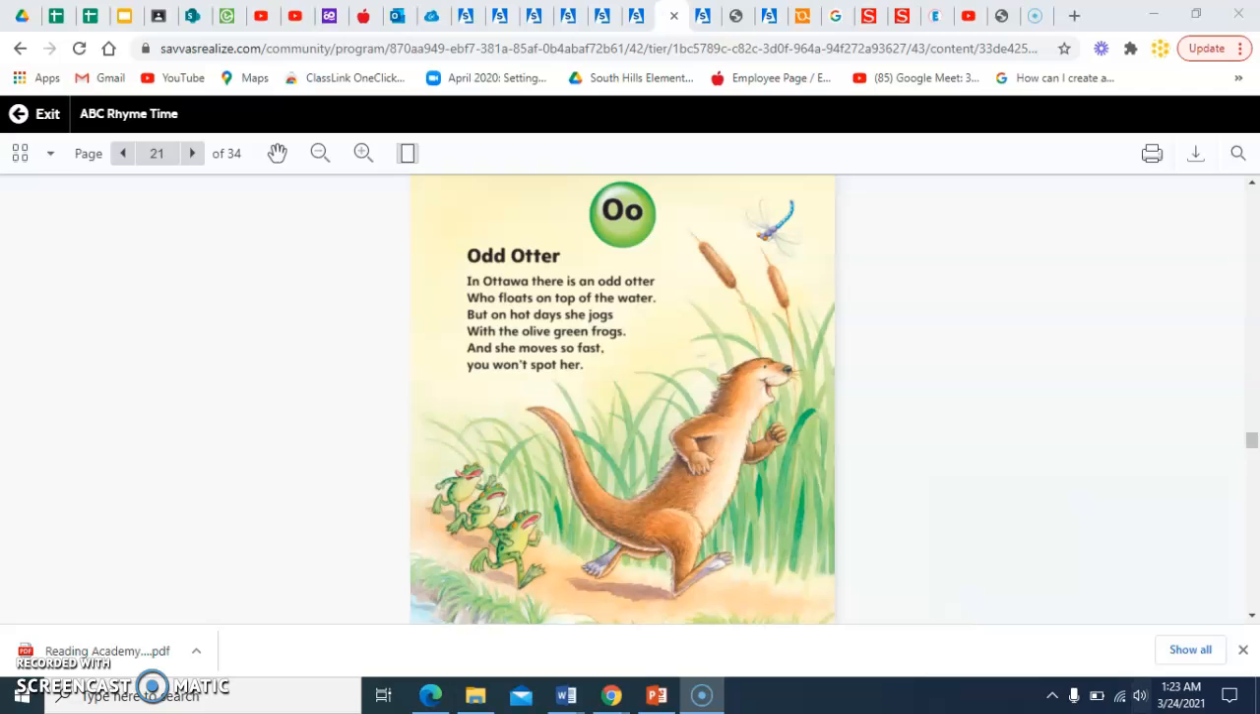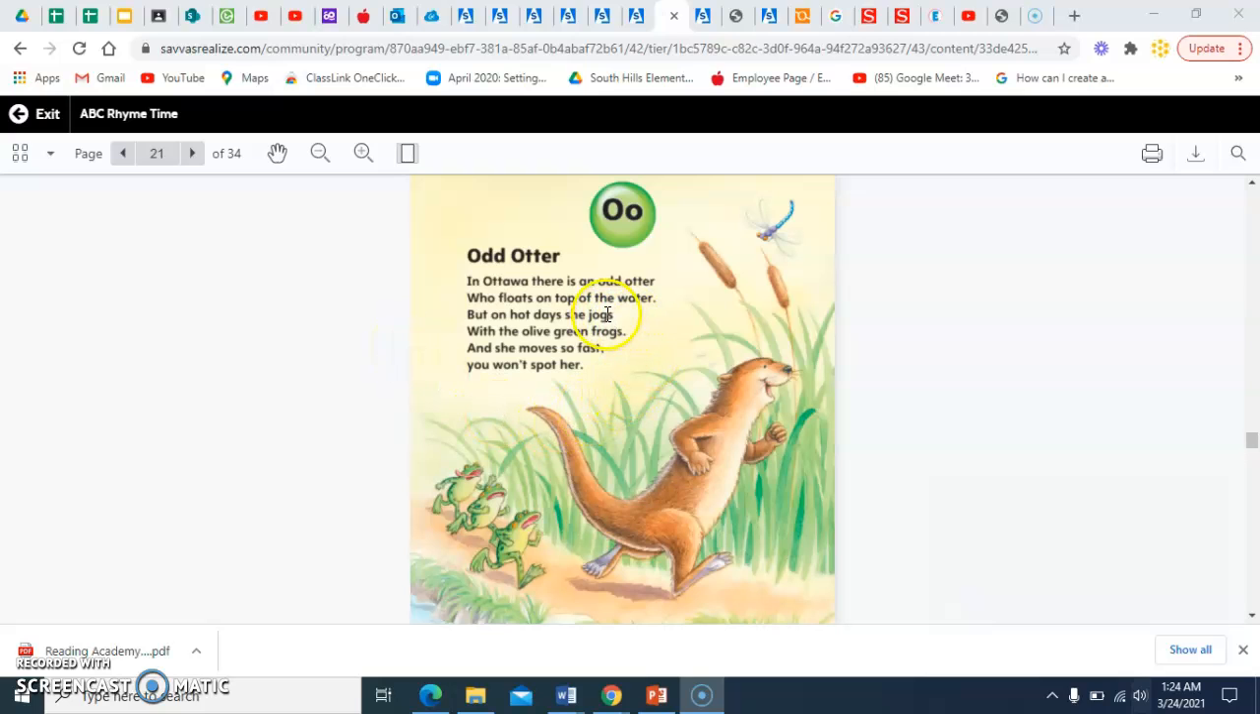All right, so let's go back over our poem. We had letter O, capital, lowercase. We had odd, otter. In Ottawa, there is an odd otter who floats on top of the water, but on hot days she jogs with the olive green frogs, and when she moves so fast you won't spot her. And so we've got the frogs chasing the otter, and so otter starts with O, odd starts with O.